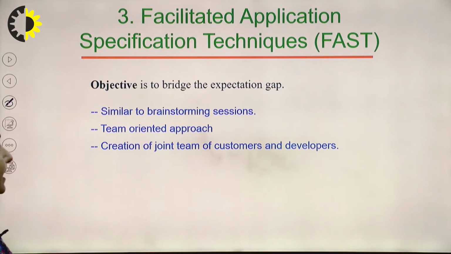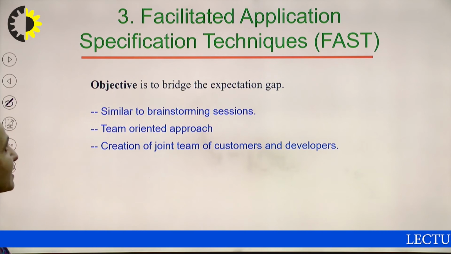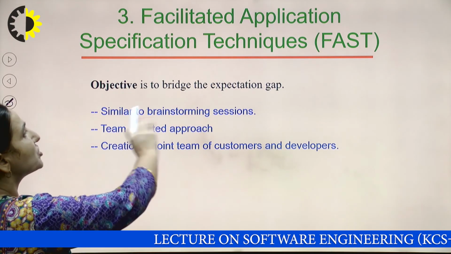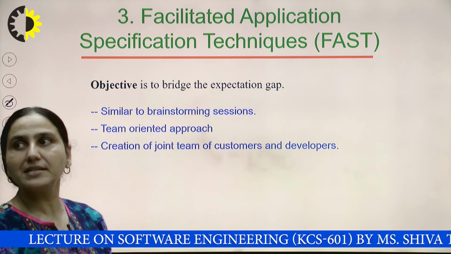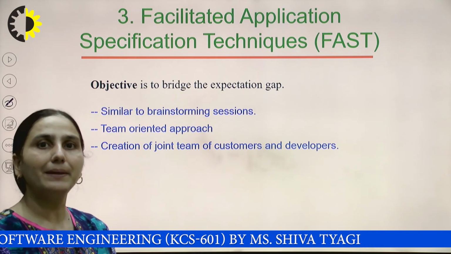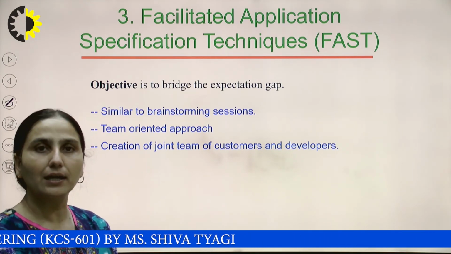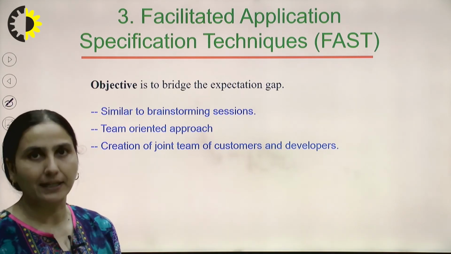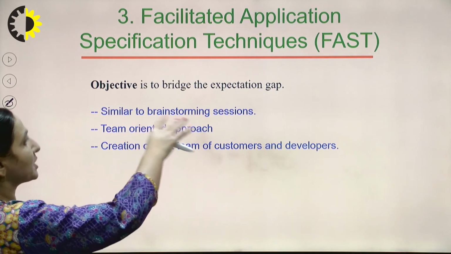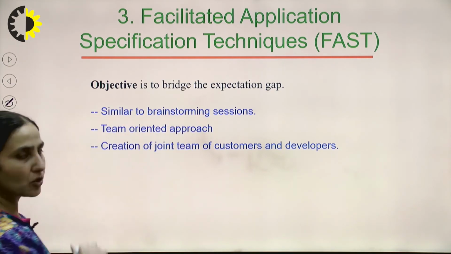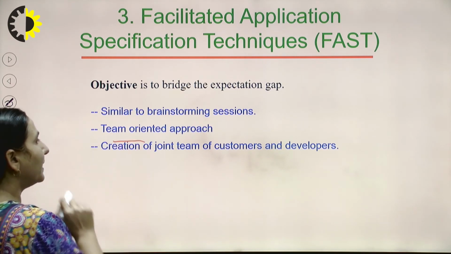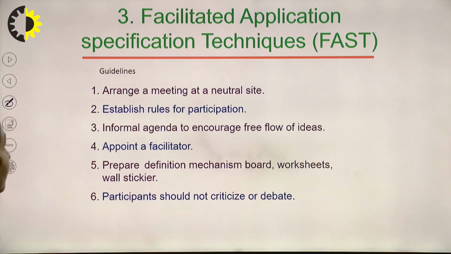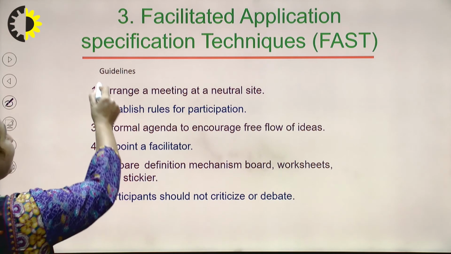Next comes the FAST technique. The full form of FAST is Facilitated Application Specification Technique. The objective of this technique is to bridge the expectation gap: what the user is expecting and how we'll be able to deliver what the user is actually expecting from us. So this is something which is going to bridge the expectation gap. It is quite similar to your brainstorming session. It is again a team-oriented approach, and a joint team of customers and developers is created in this FAST technique.